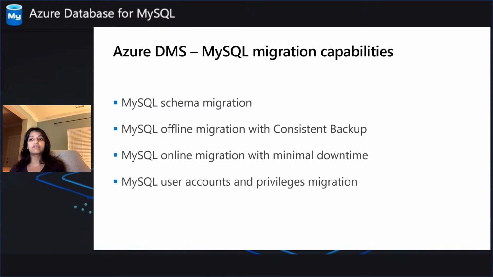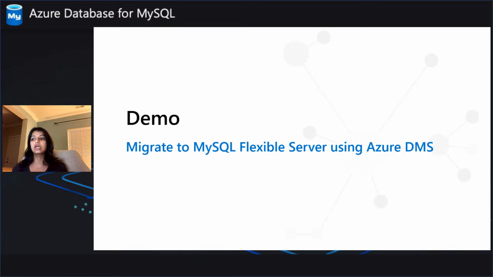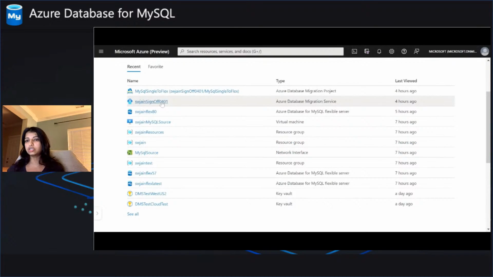Then we also have the MySQL online migration with minimal downtime. It does an initial load, which is the consistent backup, and then from that position, it streams your bin log changes from source to target database. Azure DMS uses streaming for your bin log changes, so it's easy to set up and you do not need a physical connection between your source and target. We also added a recent capability to migrate your users and logins so that you can migrate your privileges and various user logins.